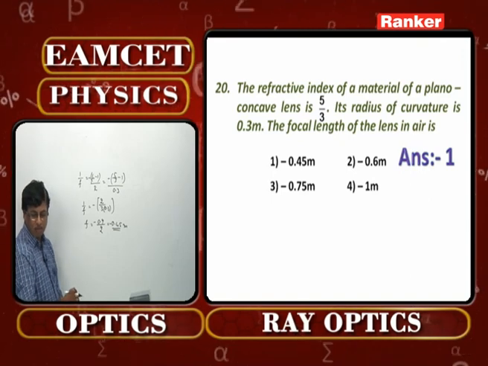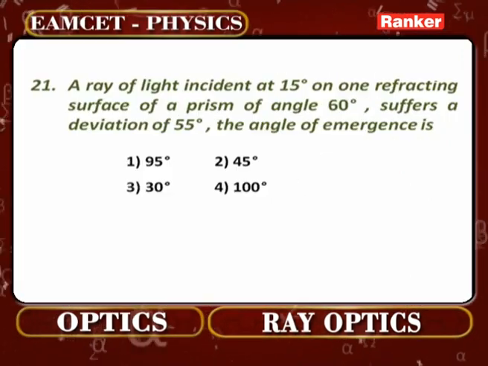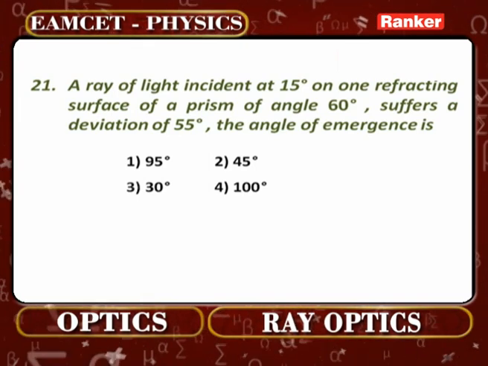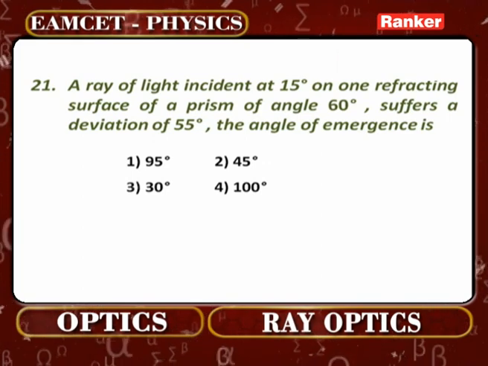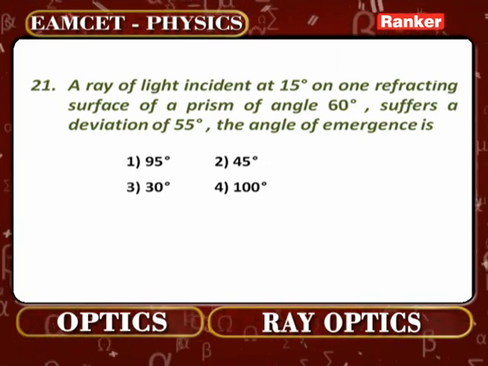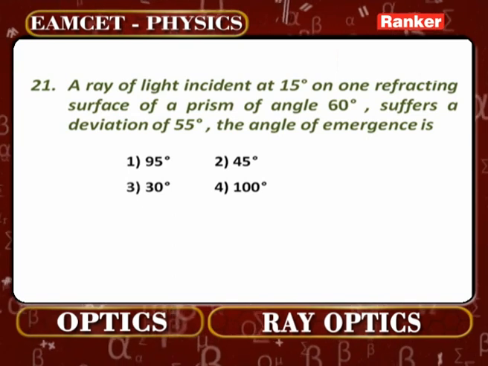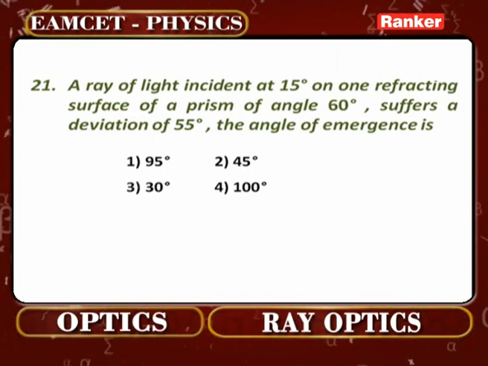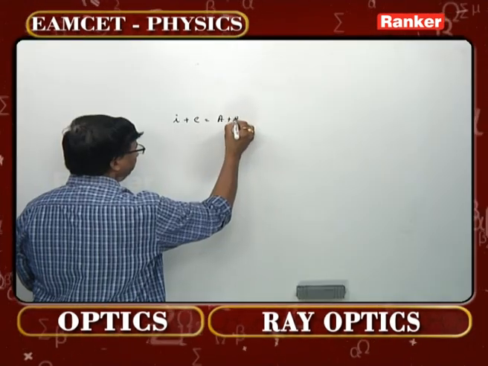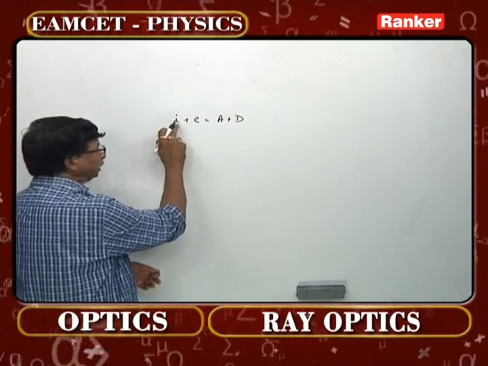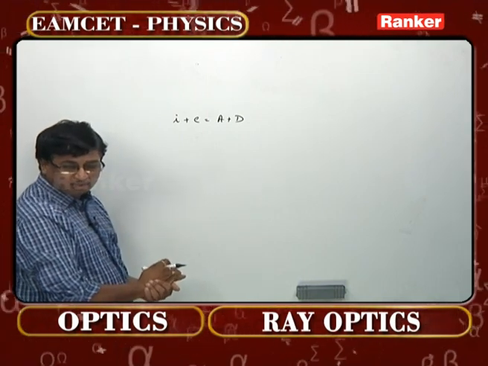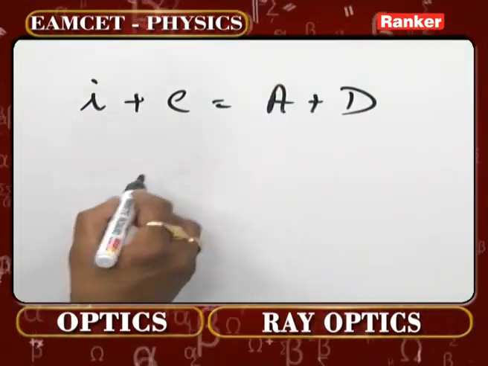Let us check the last number in this particular order please. A ray of light incident at 15 degrees on one refracting surface of a prism of angle 60 degrees suffers a deviation of 55 degrees. The angle of emergence is how much? Once again, it is based on the basic principle. What is that? I plus E is equal to A plus D. Angle of incidence plus angle of emergence is equal to angle of the prism plus angle of deviation. That is the formula.